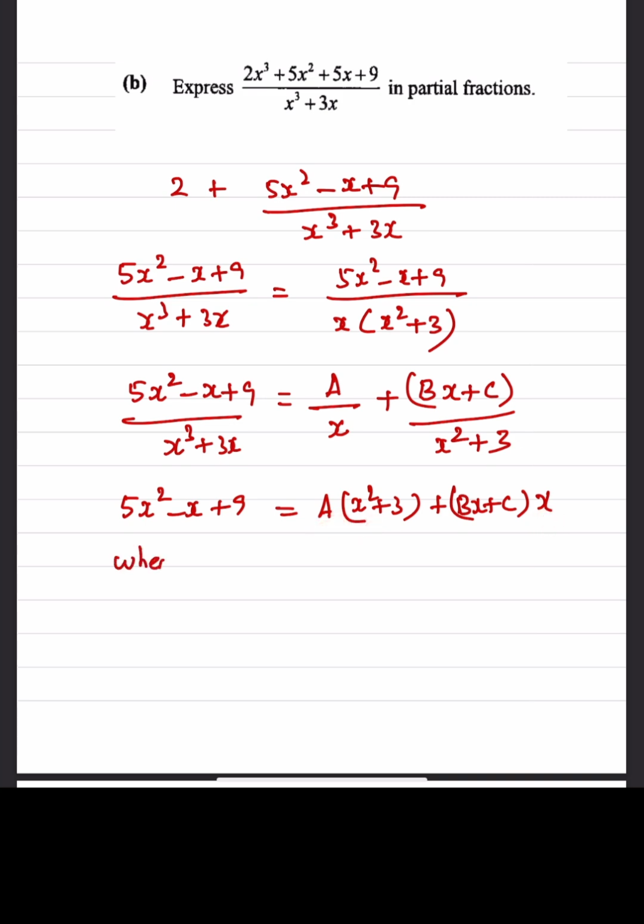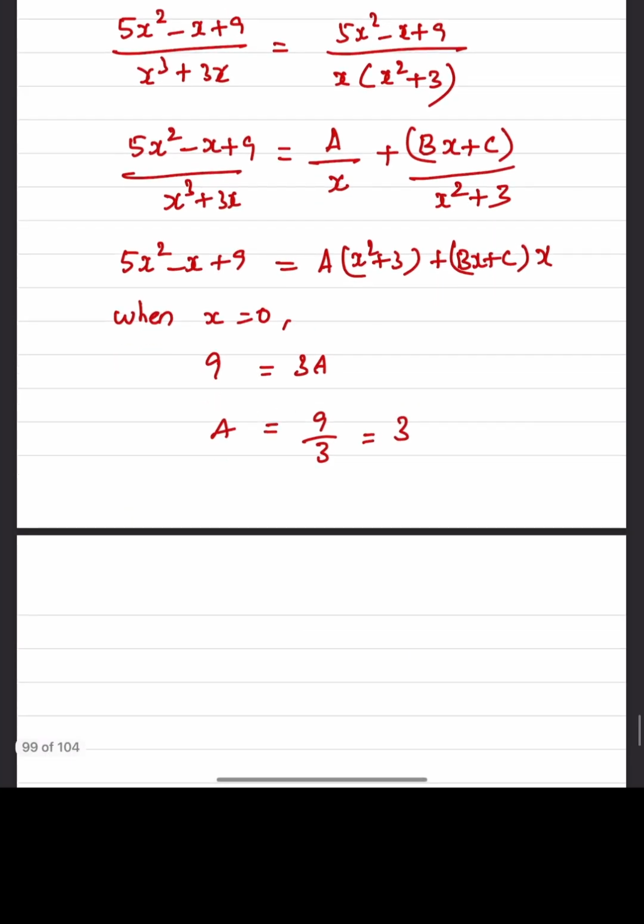So when x is equal to 0, the left hand side will be 9. When you apply 0 on all these things, this will cancel out. Here it will be 3a. So 9 equal to 3a. So a equal to 9 divided by 3, which is equal to 3. So the value of a equal to 3.